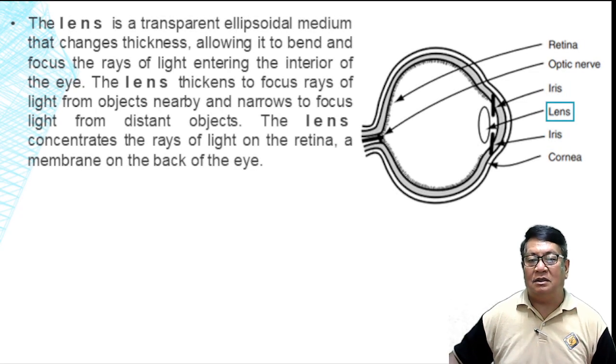Then we have this lens. This lens is a transparent ellipsoidal medium that changes thickness, allowing it to bend and focus the rays of light entering the interior of the eye. The lens thickens to focus rays of light from objects nearby and narrows to focus light from distant objects. So the lens concentrates the rays of light on the retina, a membrane on the back of the eye.